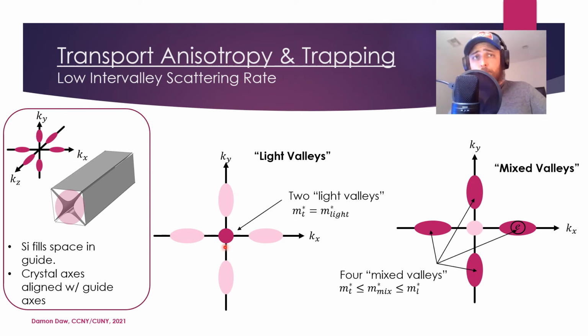Now, in this case, the two central valleys, these valleys along KZ, will have no electric field along their longitudinal axis, because the electric field from the electrodes when you're trapping only acts in a 2D plane, so there's no longitudinal component. So the carriers in these two valleys will respond only with the transverse effective mass, the lighter effective mass. So we started calling these the light valleys.